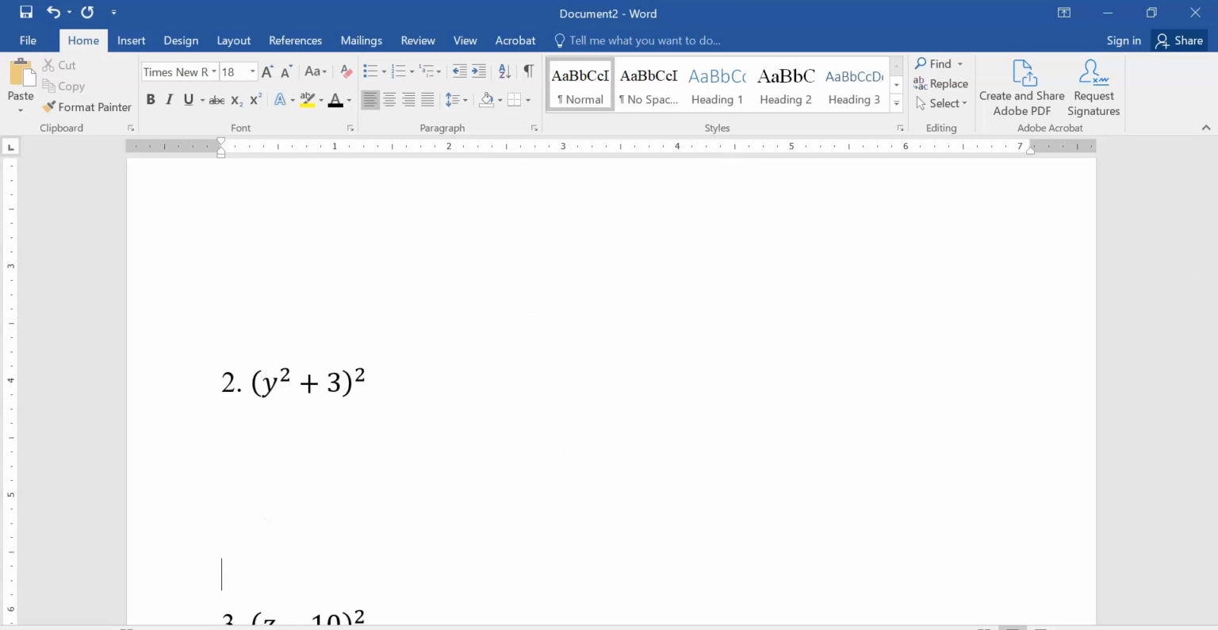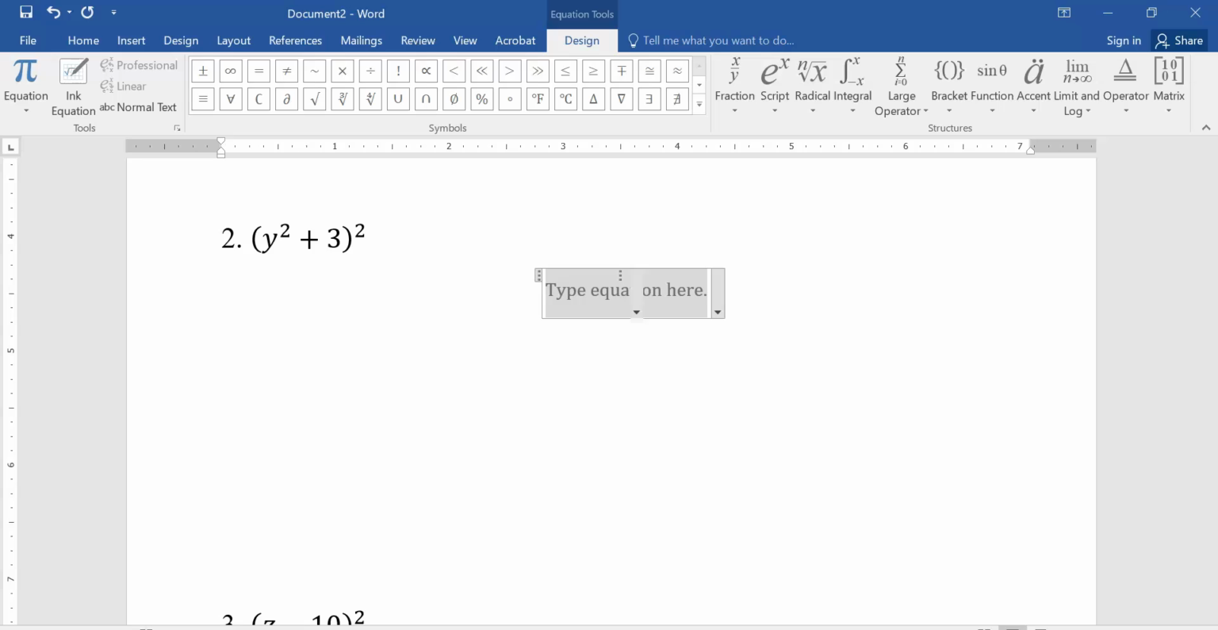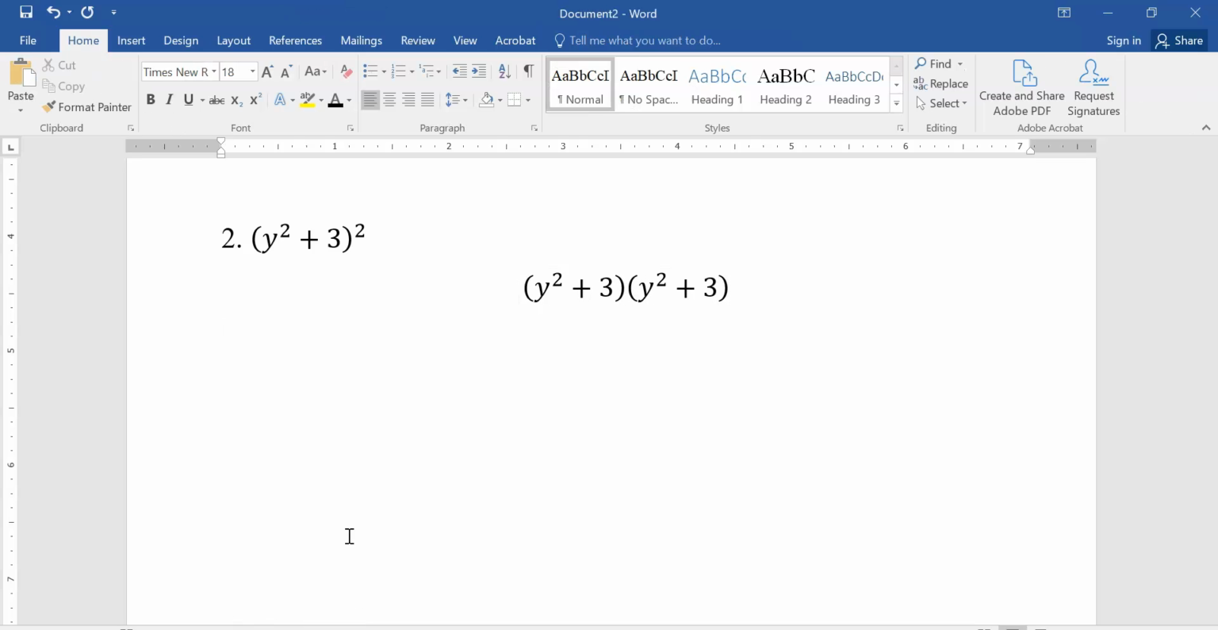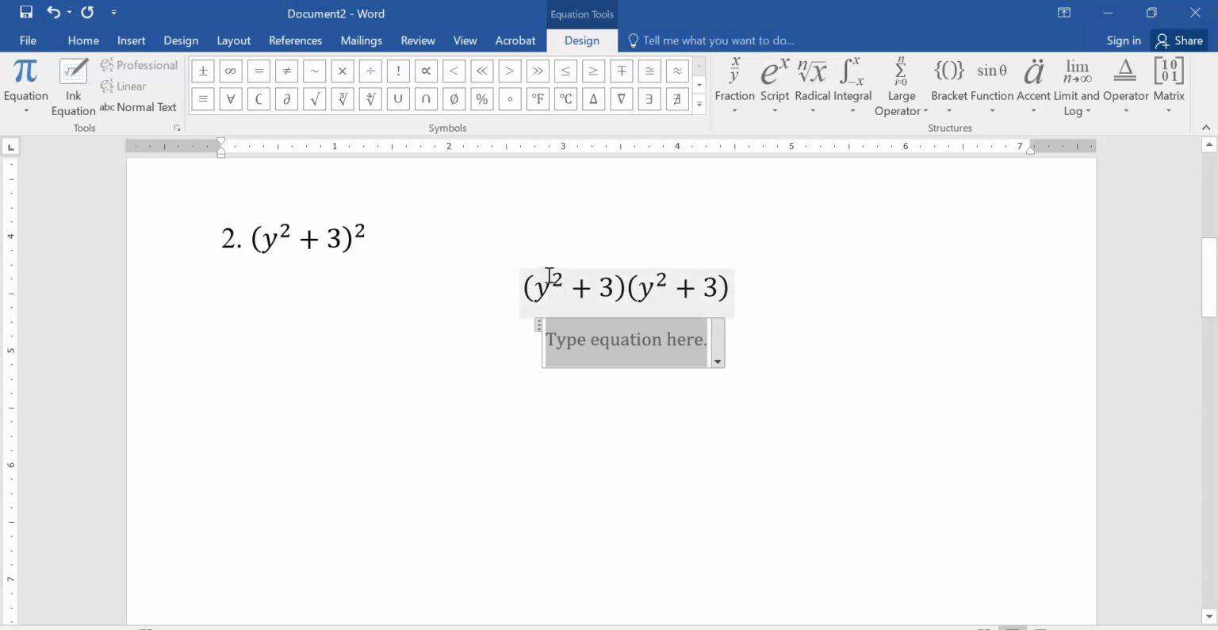Now let's look at the y squared plus 3 quantity squared. Again, we're going to start by rewriting this as y squared plus 3 times another y squared plus 3. And then when you multiply that out, distribute the y squared in, you get y to the 4th plus 3y squared. So y squared times 3 is 3y squared. 3 times y squared is another plus 3y squared.